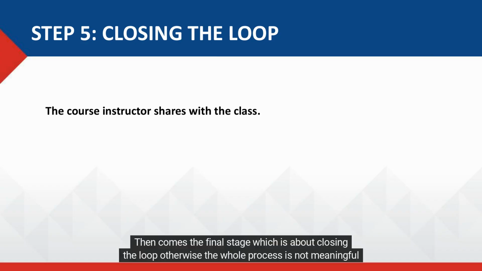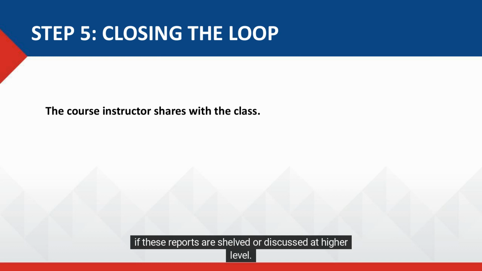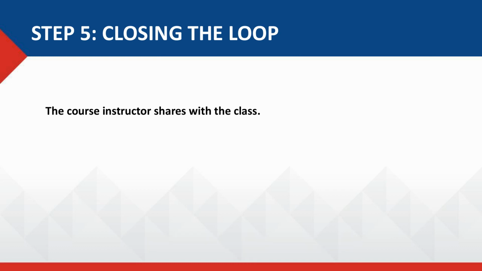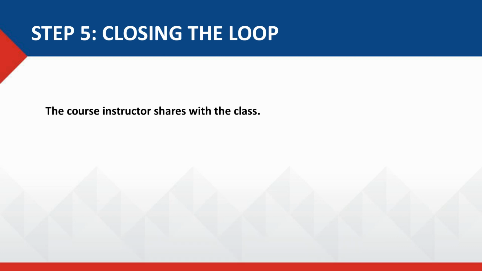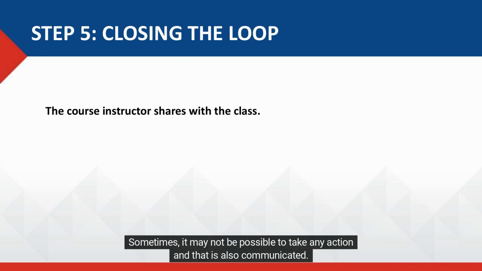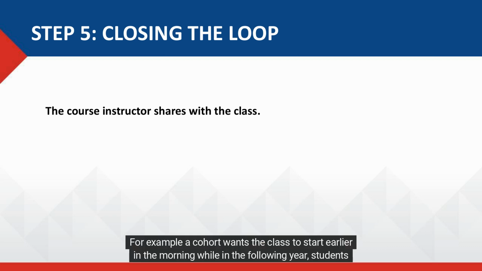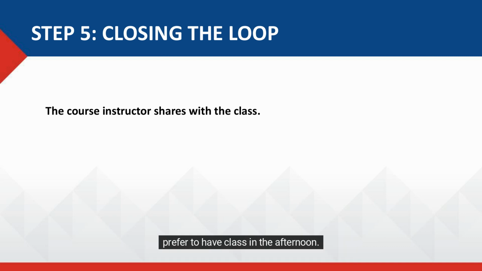Then comes the final stage, which is about closing the loop. Otherwise, the whole process is not meaningful if these reports are shelved or discussed at higher level. The course instructor shares the feedback with whole class and identify any action items to be taken. Sometimes it may not be possible to take any action, and that is also communicated. For example, a cohort wants the class to start earlier in the morning, while in the following year, students prefer to have class in the afternoon.